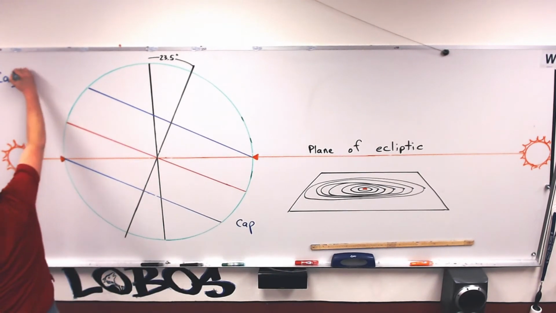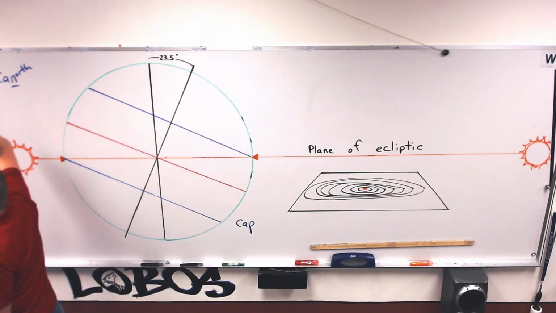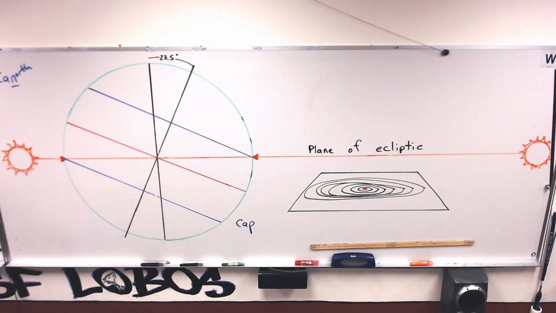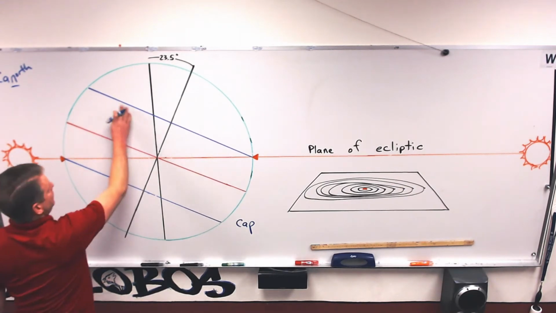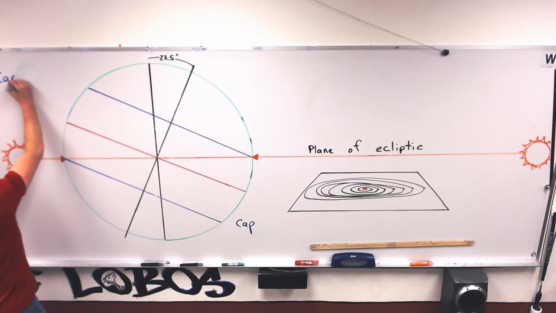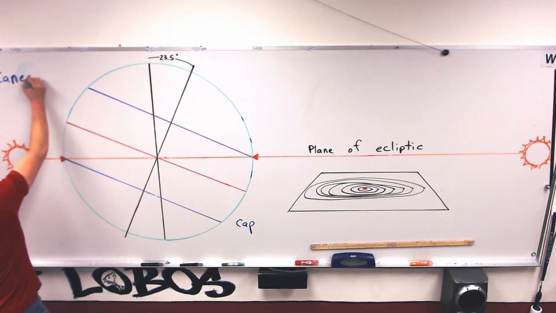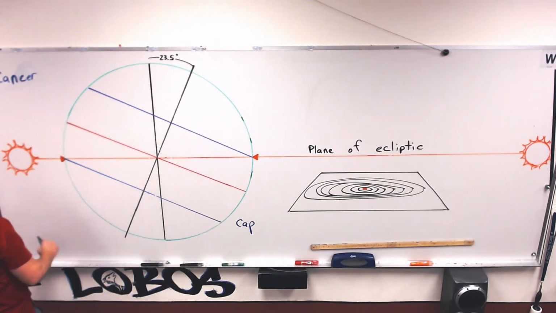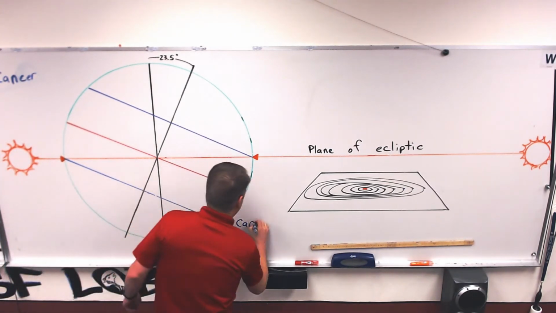N to me means north. So it's always in the northern hemisphere. Those of you who ever get tested on this stuff in geography, now you know. Tropic of Cancer, and this is the Tropic of Capricorn.